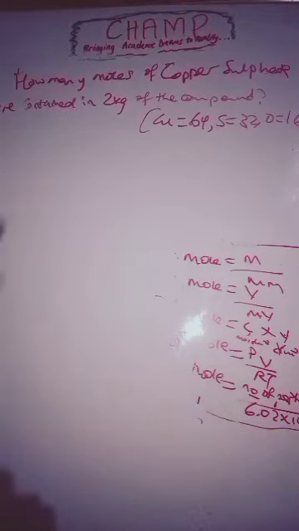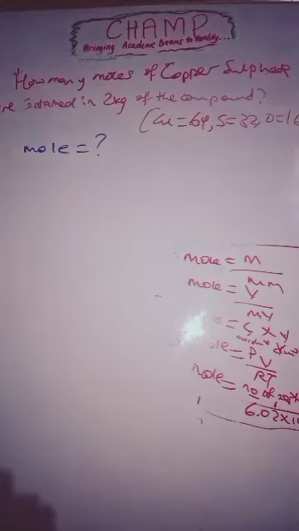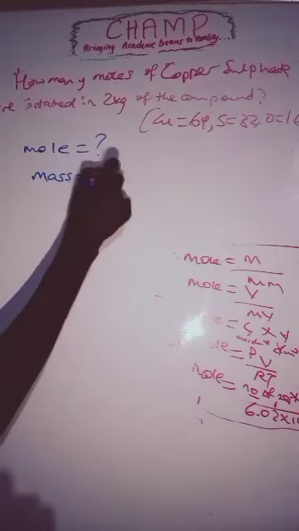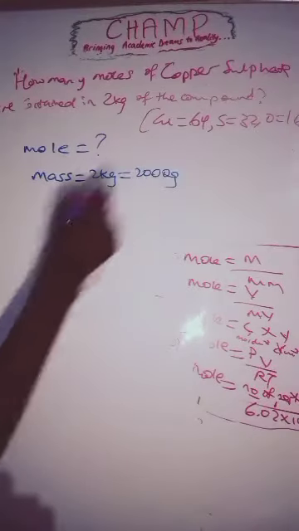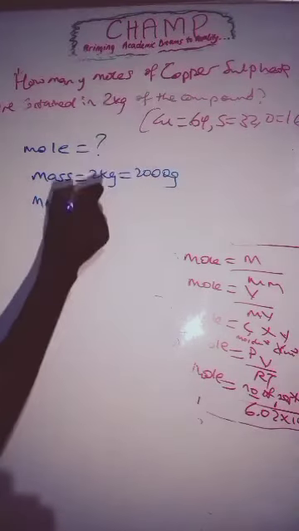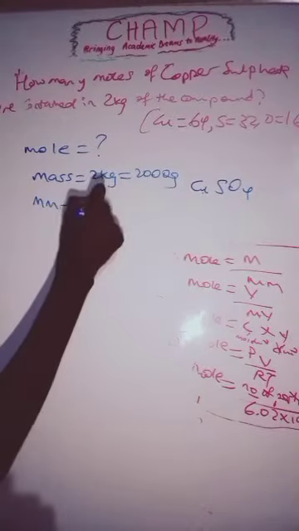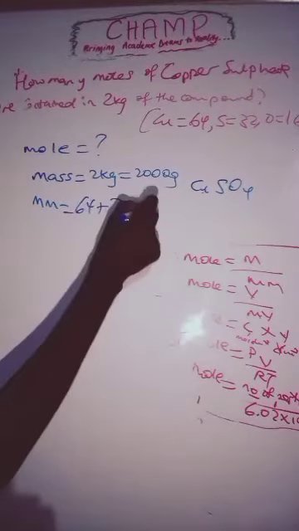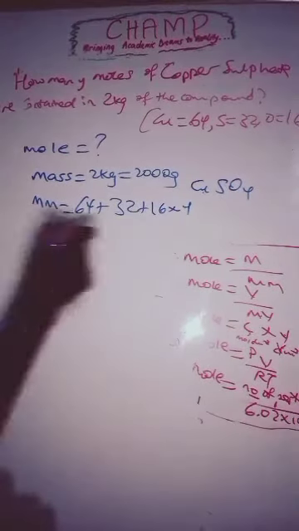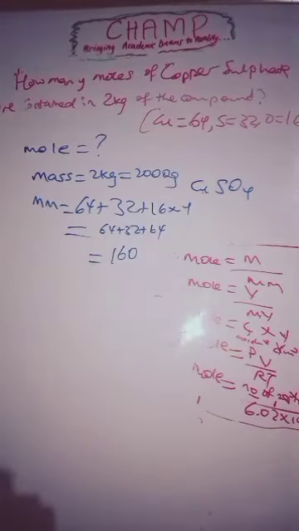So you have how many moles? You are looking for your mole. They are in 2 kilogram, so your mass is 2 kilogram. Convert it to gram, that will give you 2000 gram. So what is the molar mass? Molar mass of CuSO4, that's copper sulfate. What's Cu? 64 plus. What's sulfur? 32 plus. What's oxygen? 16 times 4. So we have 64 plus 32 plus 64. If you add it up, you get 160.